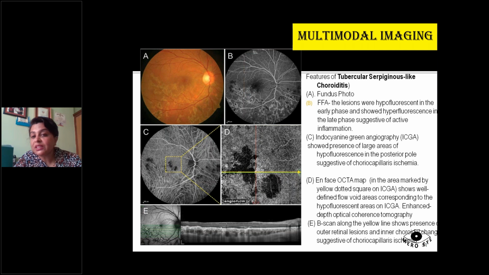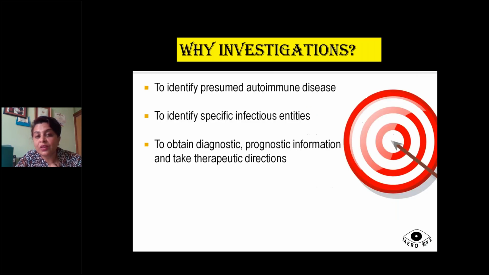So the latest advancement is with the presence of multimodal imaging. A single machine captures the image, whether it's the fundus photo, the FFA, the ICG or the OCTA, just with one machine, and you can actually look at the retinal layer or the choroidal layer with a single machine, and that's possible now with multimodal imaging, like in this case with the serpiginous-like choroiditis.